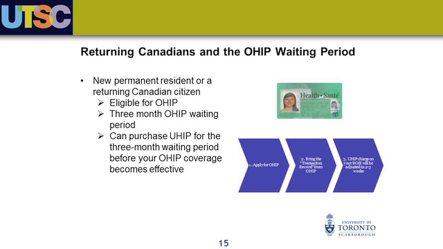Returning Canadians and the OHIP waiting period. New permanent residents or returning Canadian citizens are eligible for OHIP. It's the provincial coverage, free of charge, which can replace UHIP.